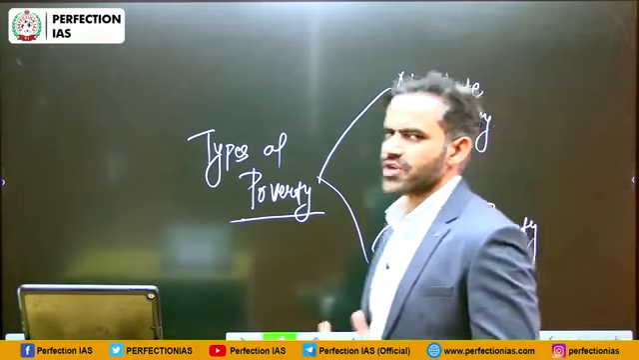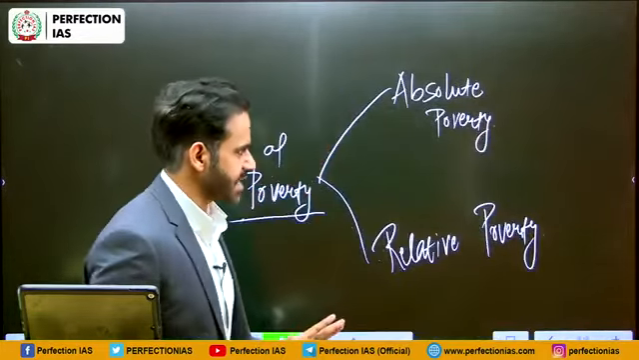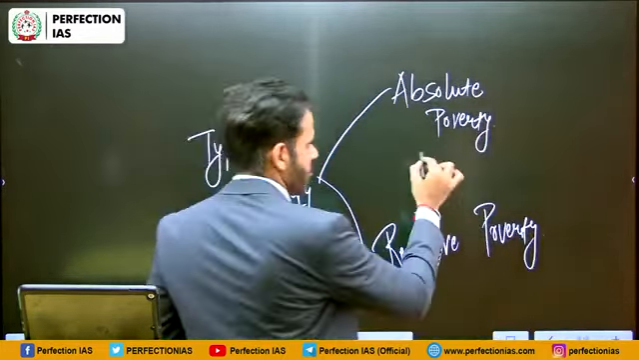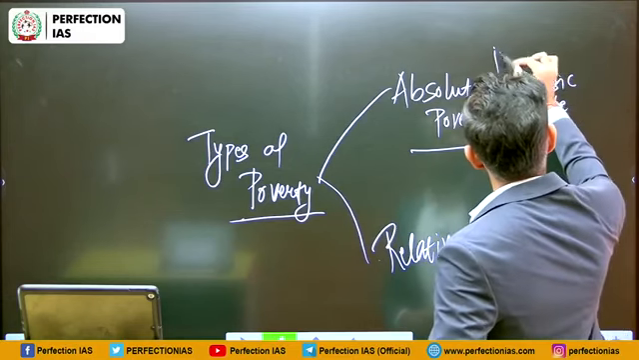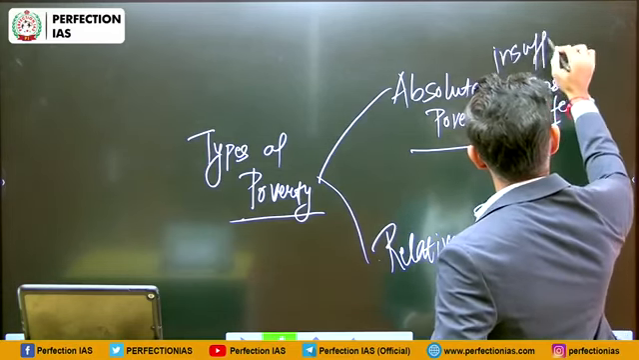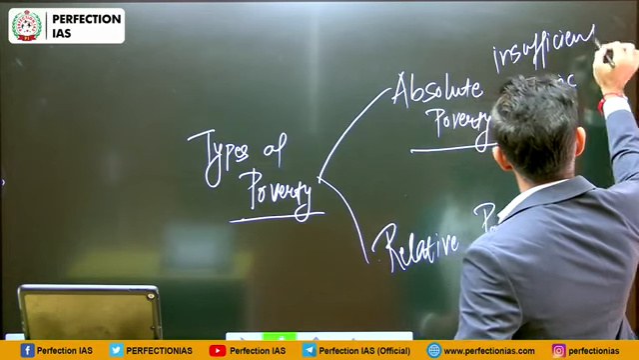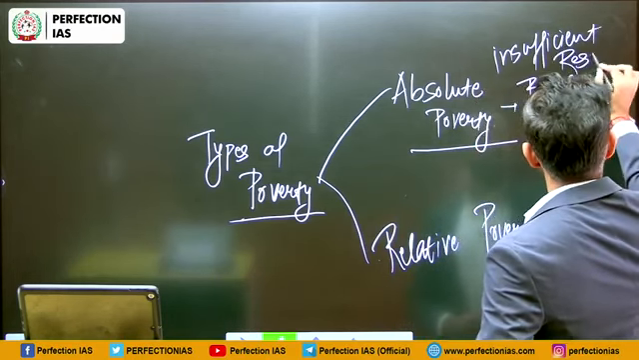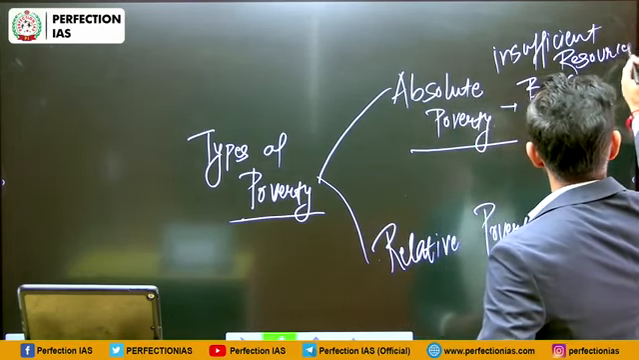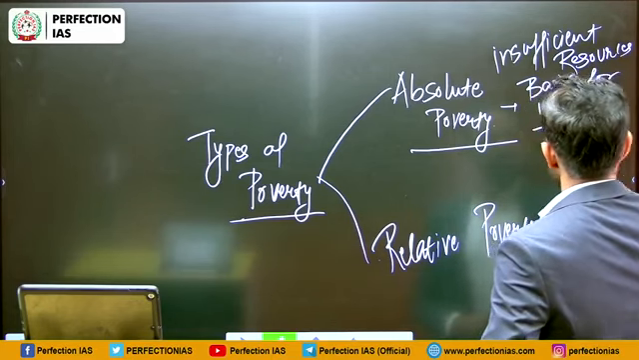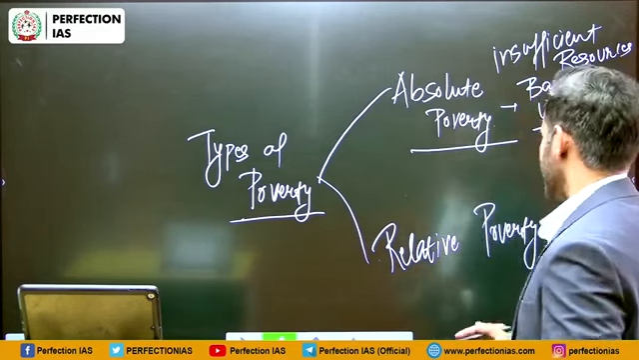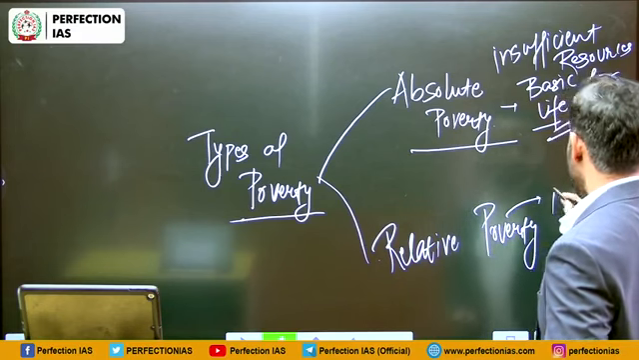Absolute poverty means we do not have resources, as simple as that, for our basic life. Insufficient resources for basic life. This is absolute poverty. Relative poverty means in comparison.